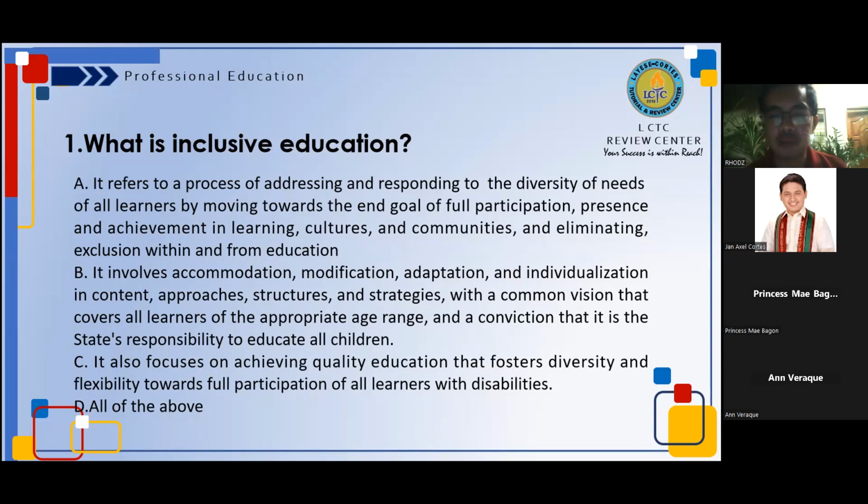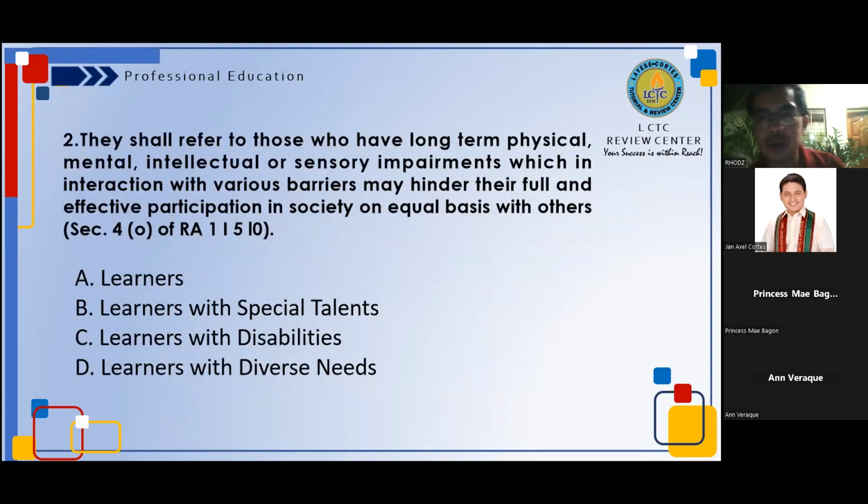Next item, number 2. They shall refer to those who have long-term physical, mental, intellectual, or sensory impairments, which in interaction with various barriers may hinder their full and effective participation in society on an equal basis with others. That is under Section 4 of RA 11510. That is for special education and inclusive education. What do you think is the answer of this question number 2?